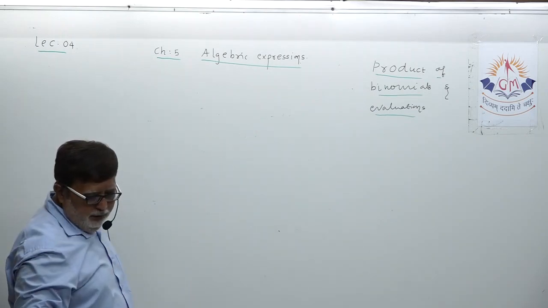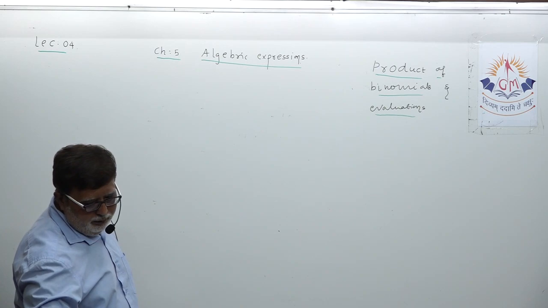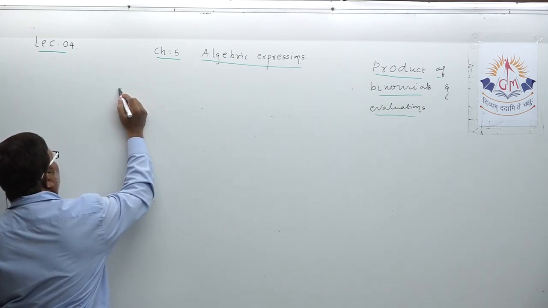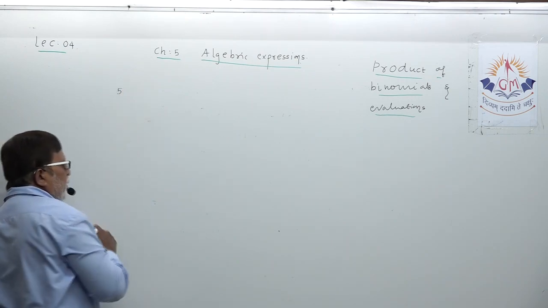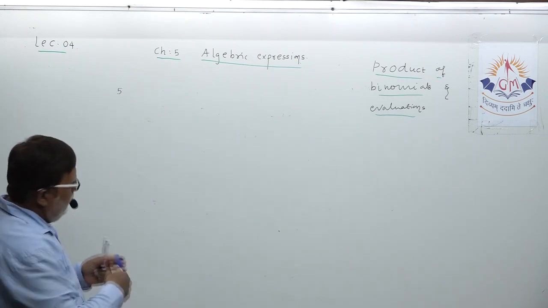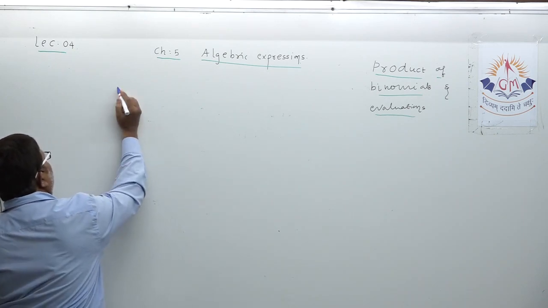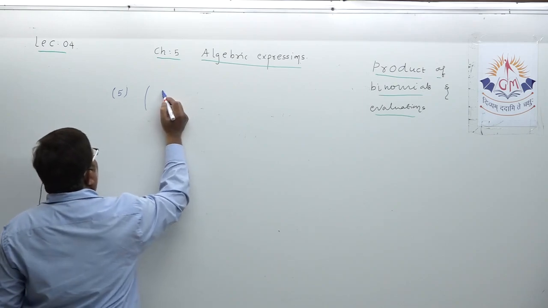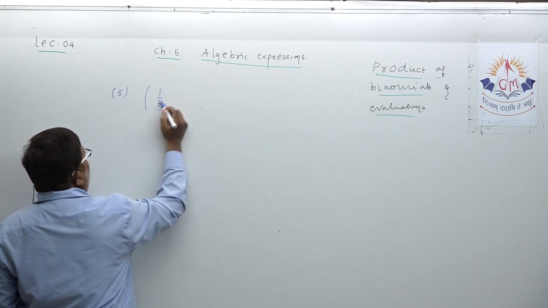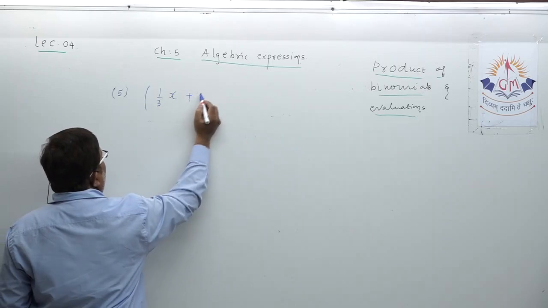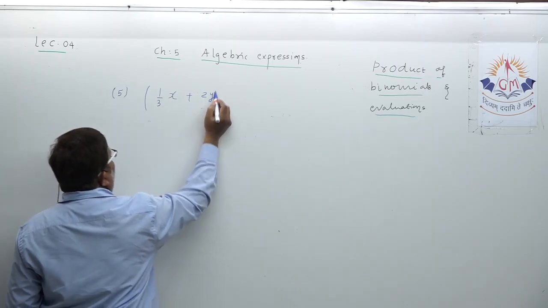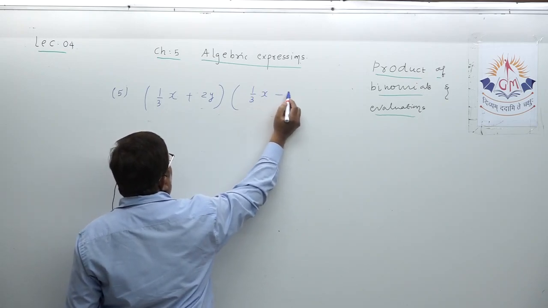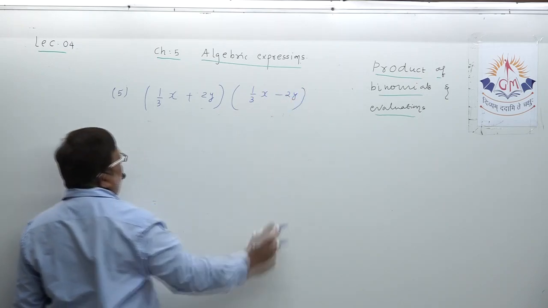Now suppose another one, let us take, okay? Suppose it is like this. Example number 5 we are taking, okay? Suppose, let me write. Suppose it is like this: 1 upon 3x plus 2y into 1 upon 3x minus 2y.